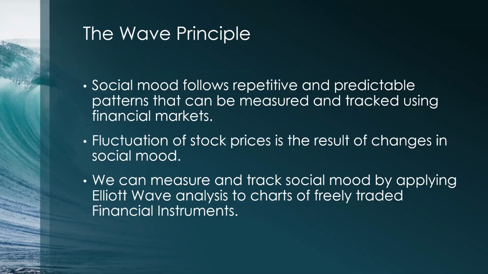Social mood follows repetitive and predictable patterns that can be measured and tracked using financial markets. Fluctuation of stock prices is the result of changes in that social mood. We can measure and track social mood by applying Elliott wave analysis to the charts of freely traded financial instruments.